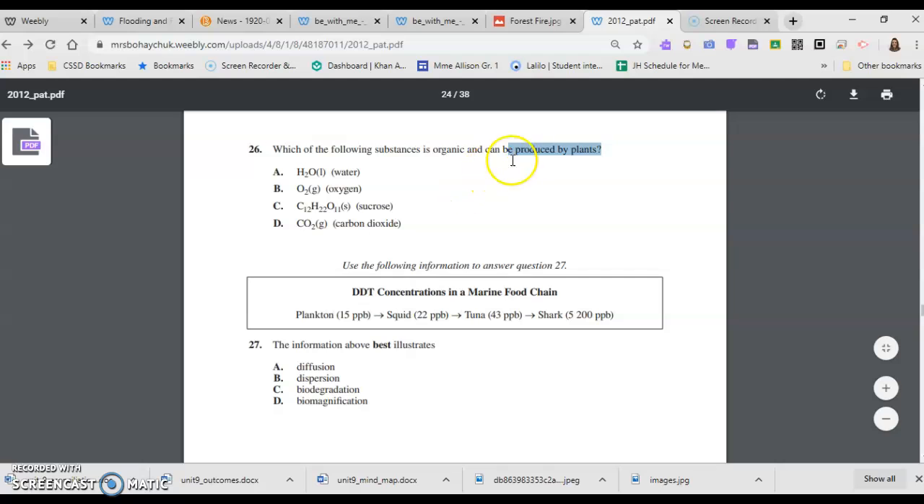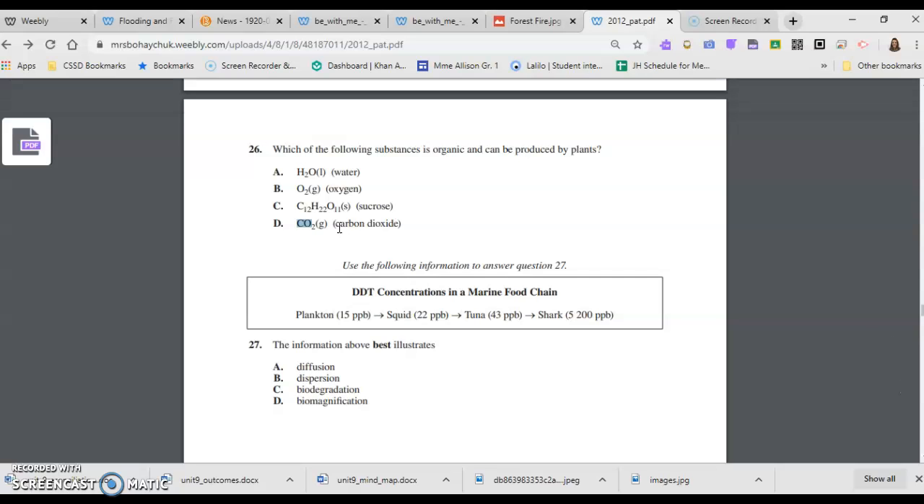Sucrose, made in photosynthesis by plants. Yes. Has carbon? Yes. Okay, let's check this one anyway. CO2, carbon dioxide, has carbon, but if you'll remember from our lessons, carbon dioxide is an exception to our rule of what's organic and what's not. Carbon monoxide and carbon dioxide are both not organic compounds. So it has to be this one here, sucrose.